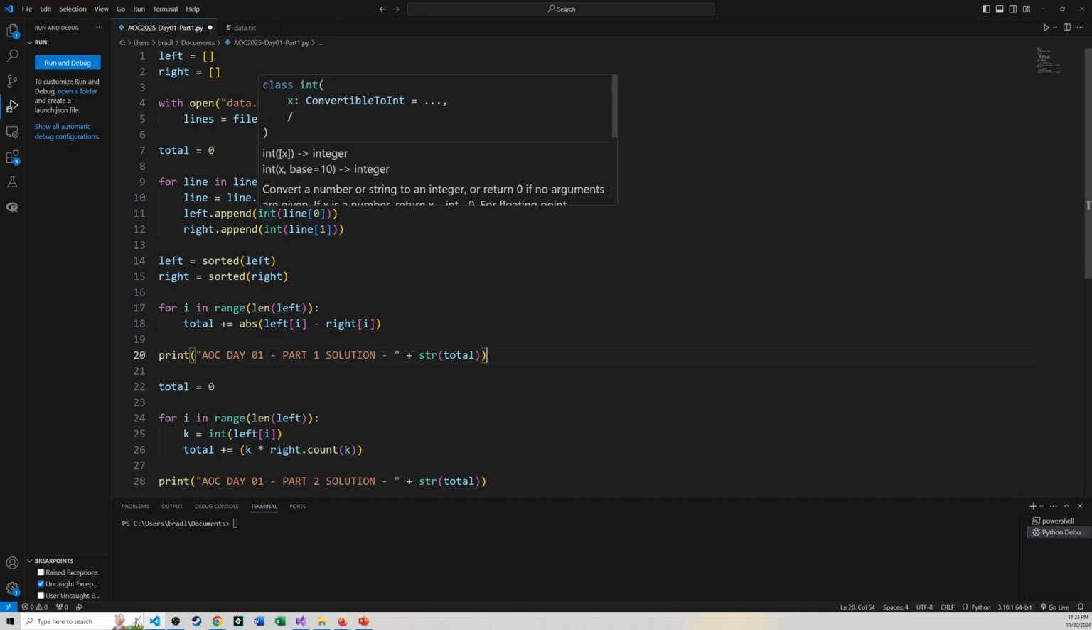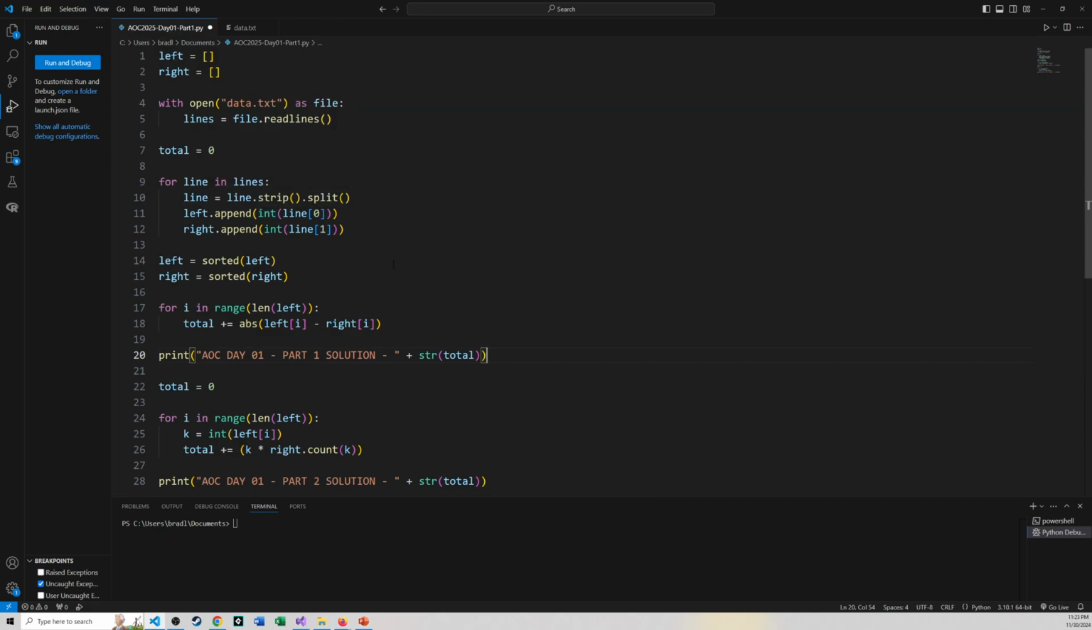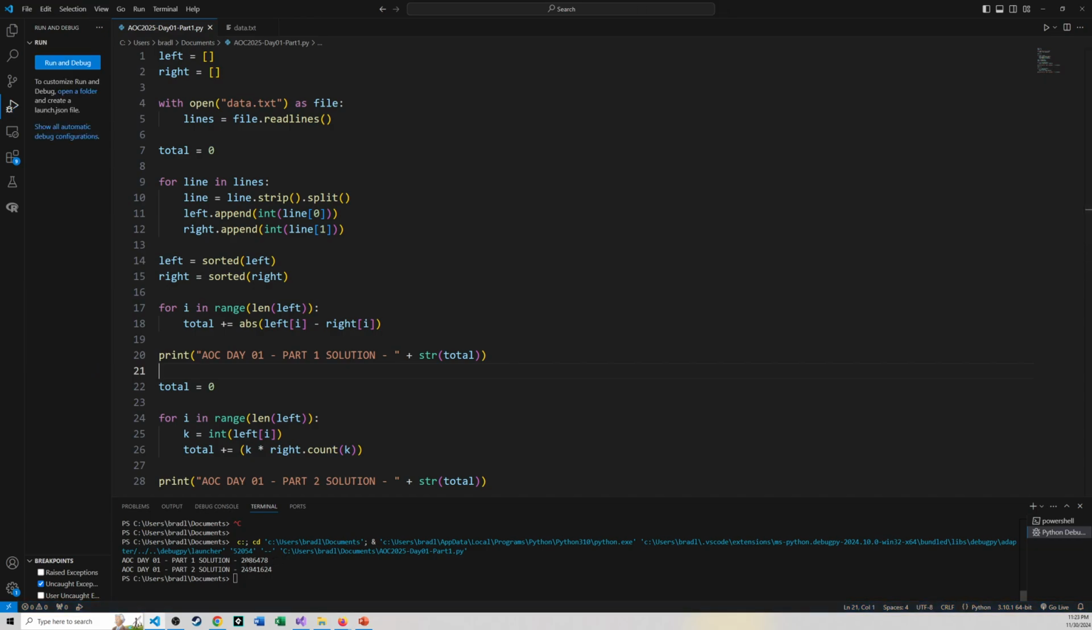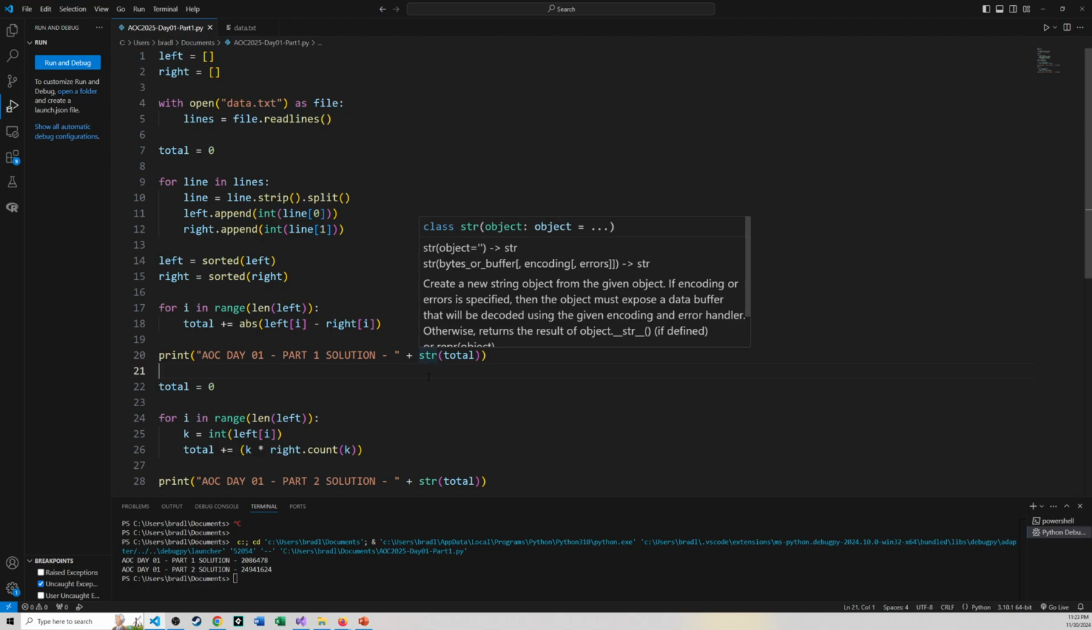I put all the left-hand numbers in the left-hand list, put all the right-hand numbers in the right-hand list, sort them all out, and then just go one by one through the lists and figure out what their absolute values are, sum it all up, and when you run this, of course, you get the number we were talking about before, 2,086,478. At least with my data, your data will be different.